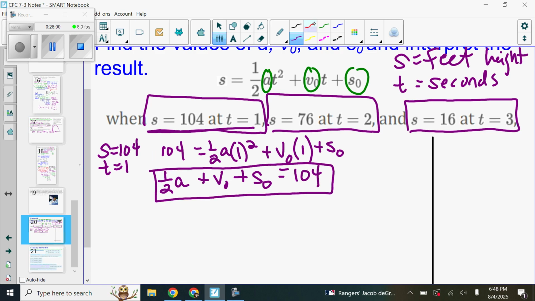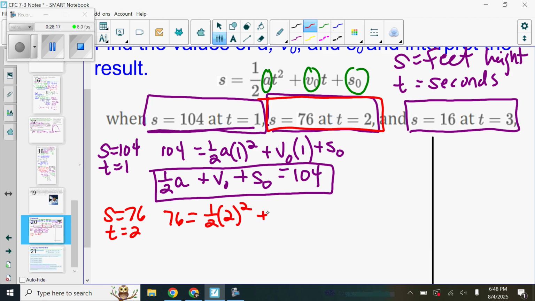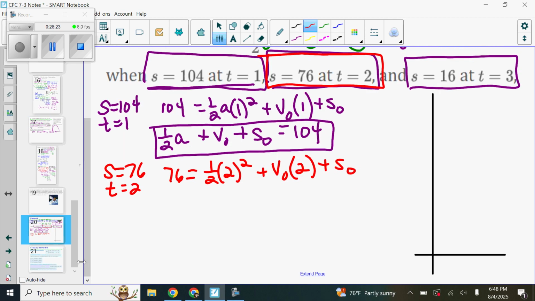I'm going to do the same thing on the change colors here. So this is going to be equation number 2. When the height was 76, that was after 2 seconds. So again, same idea. I'm going to substitute those in. So 76. And then I'm going to plug in T is 2 all the way through. And then I'm going to go ahead and simplify that equation as well. Oops, forgot my A, pardon me. All right, so I'm going to go ahead and simplify that, and then I'll have my equation 2.